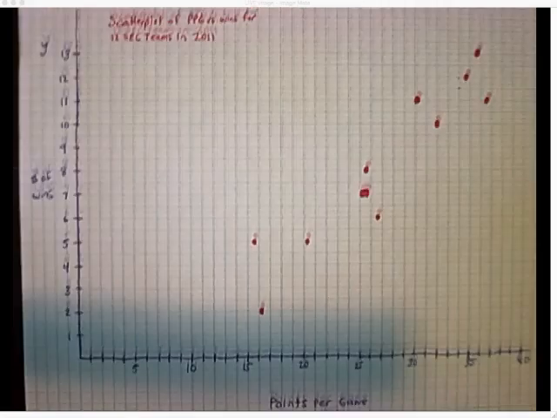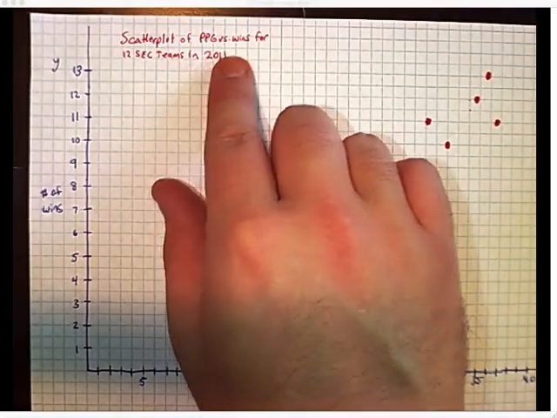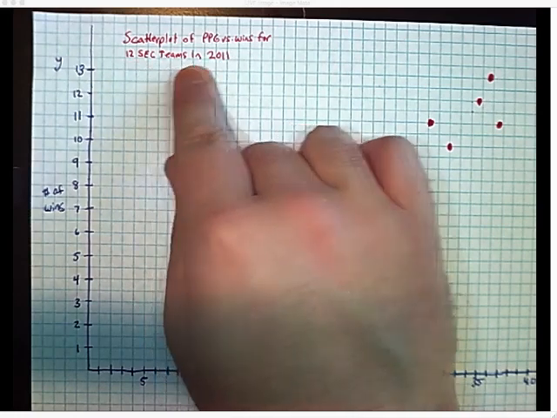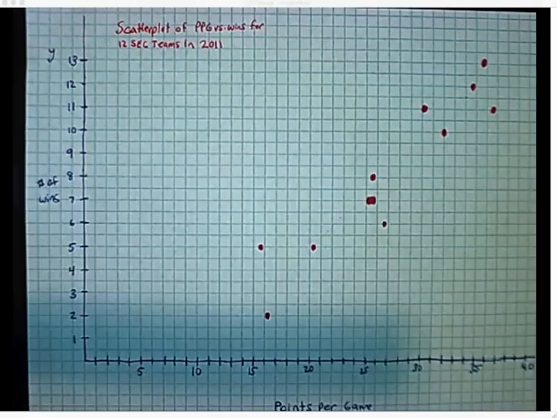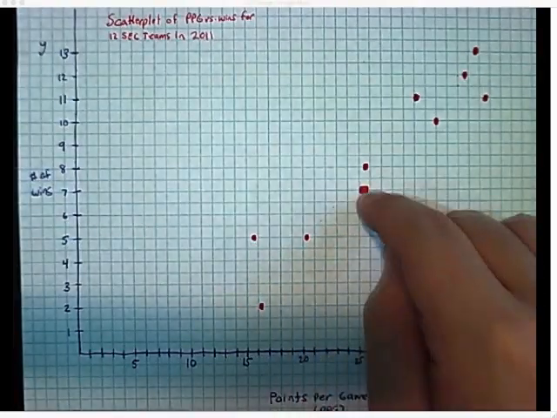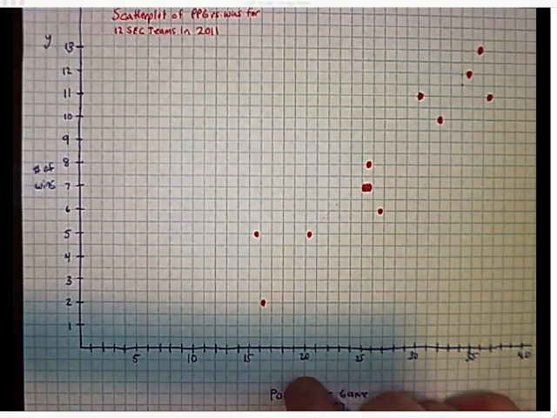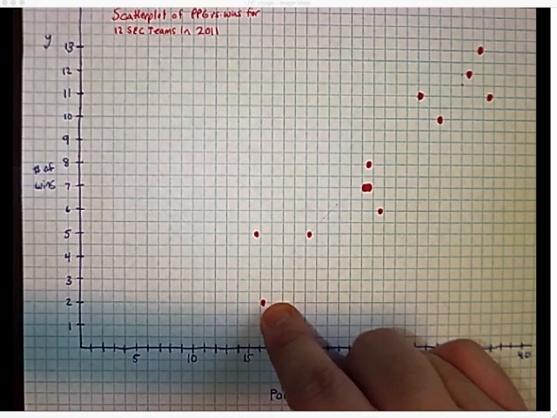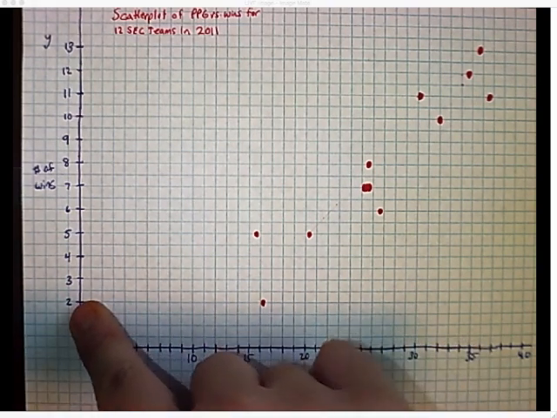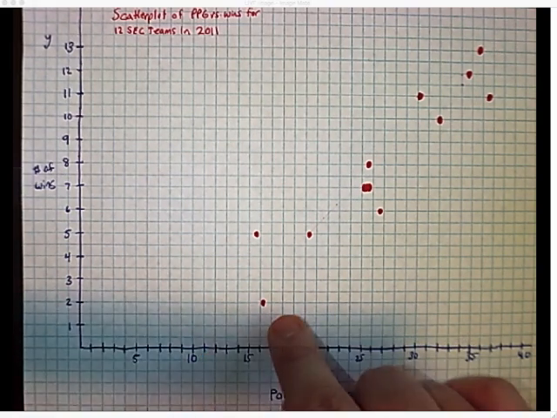So that's the scatter plot. I gave it a title, scatter plot of points per game versus wins for the 12 SEC teams in 2011. And each of these dots represents a single individual because we measure two variables for each individual. So that dot is the 16.1 for 2 wins. Okay, so this dot is Ole Miss.